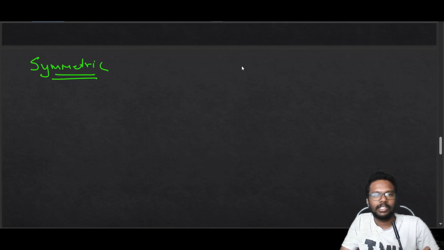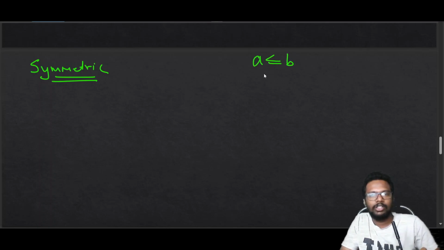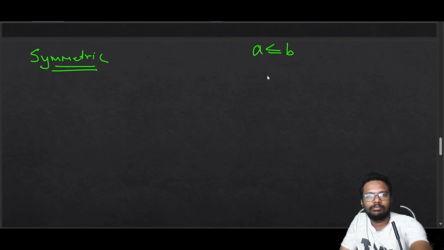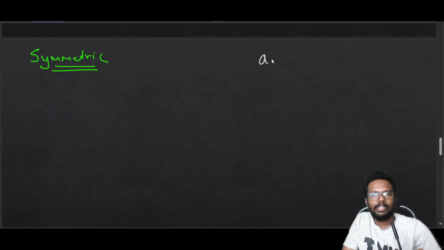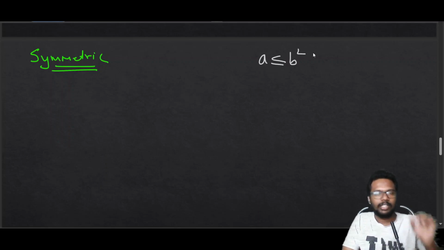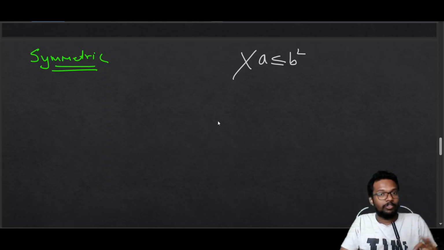Let's move to symmetric. Now, how to conclude R is not symmetric. Our relation is a less than or equal to b square. Here we have to fail this relation, so we should find that type of a and b. Let's find a comma b here.